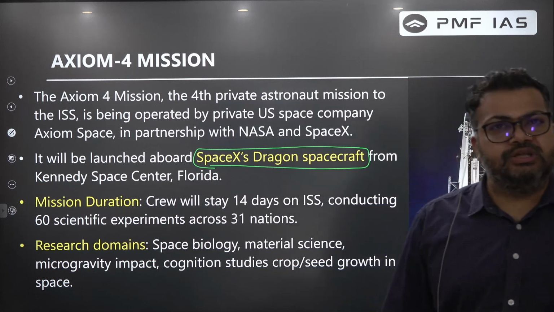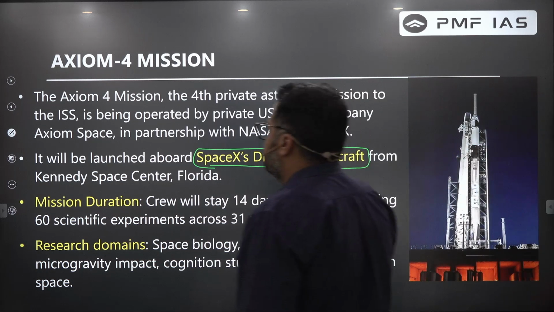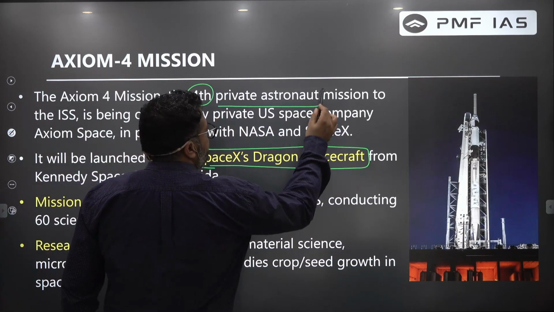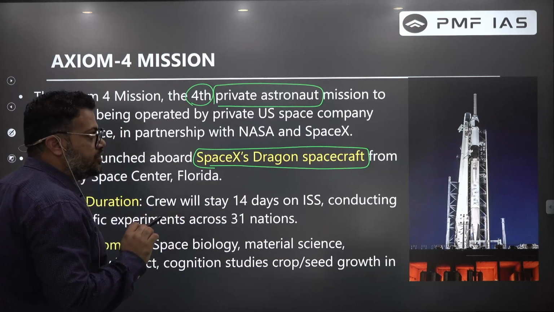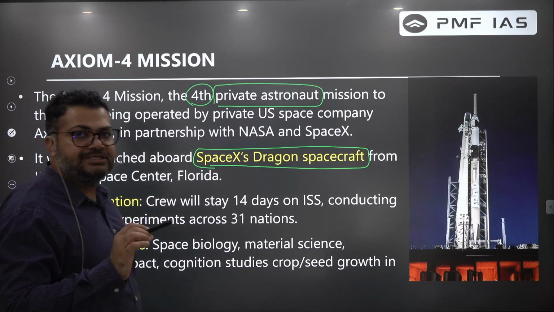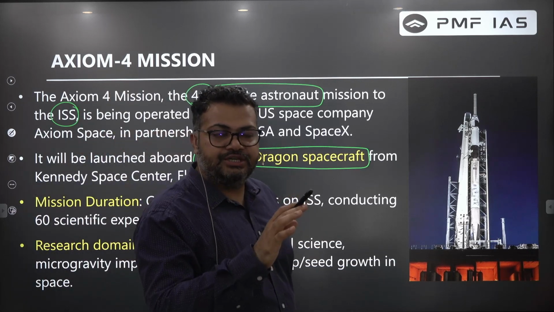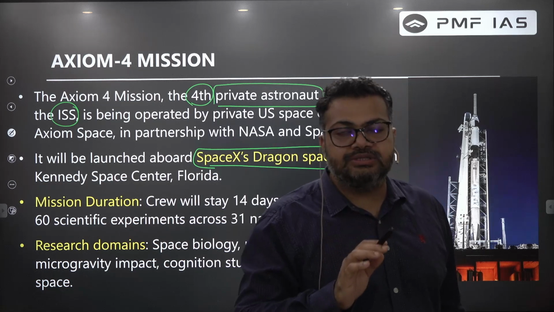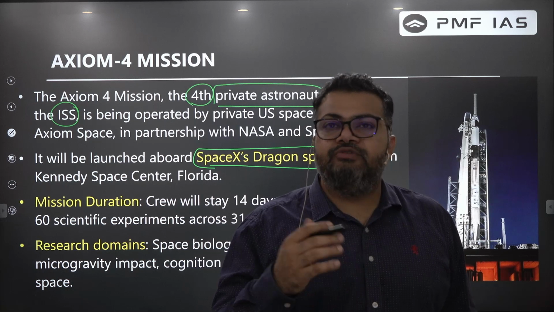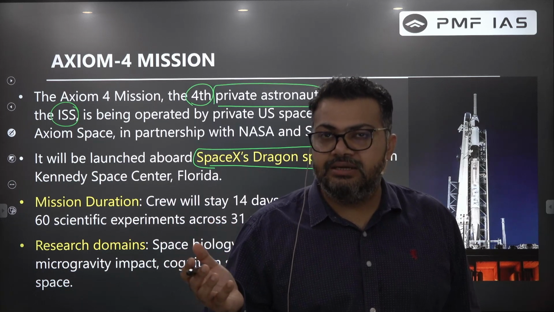Now the concept is very clear. The Axiom 4 mission is the fourth. Now what is interesting is that it's a private astronaut mission. It's a privately funded astronaut mission to the International Space Station. The International Space Station is an already located space station. It's a space station that was set up in 2001 and it is expected to remain there till 2030 at least. And we all know that recently Russia has exited, right?